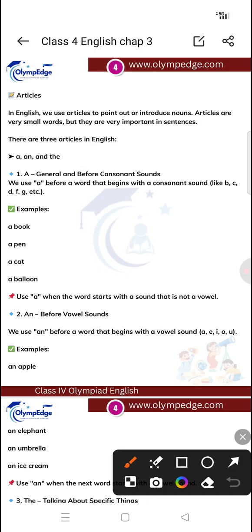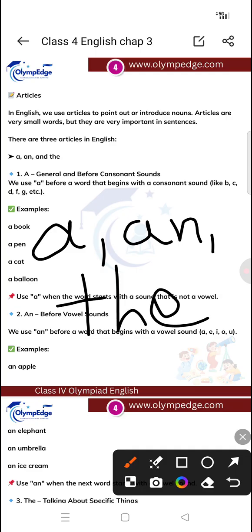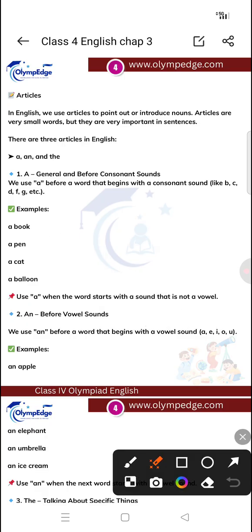So what are the articles? A, an, and we have the. Right? These are the articles that we use in English. First we'll be learning about the article A.